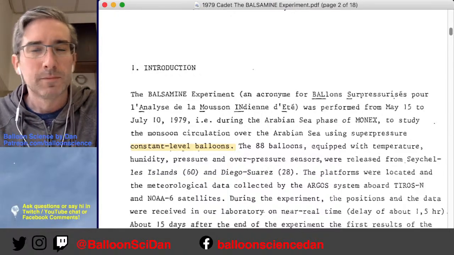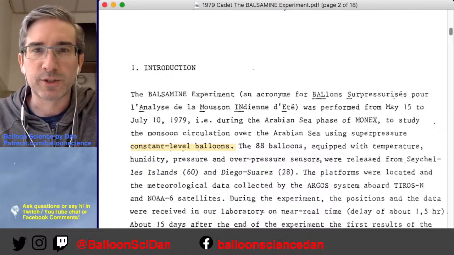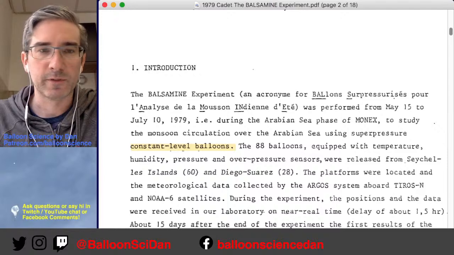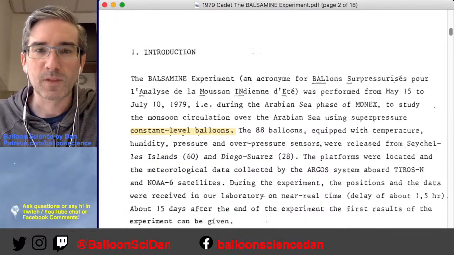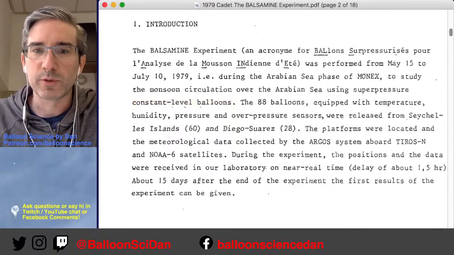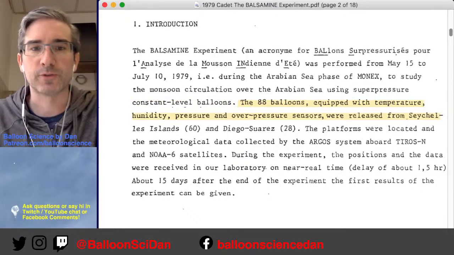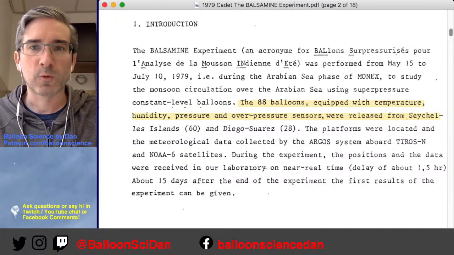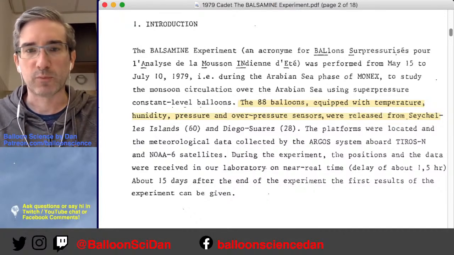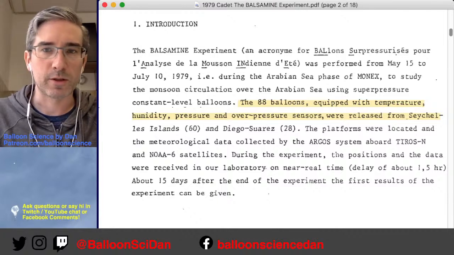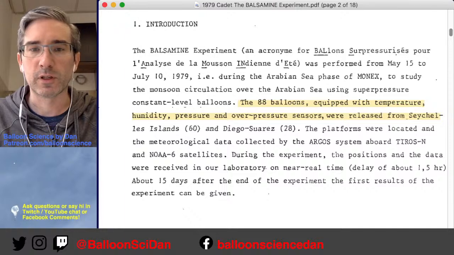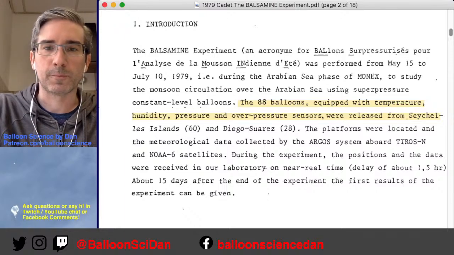So that was a little bit of a muddled explanation of superpressure, but we'll get into the mathematics in more detail in a future video. So 88 balloons were equipped with temperature, humidity, pressure, and overpressure sensors. Pressure sensors are here referred to as barometric pressure. That's outside ambient weather pressure used by altimeters to measure the altitude of the balloon vehicle.